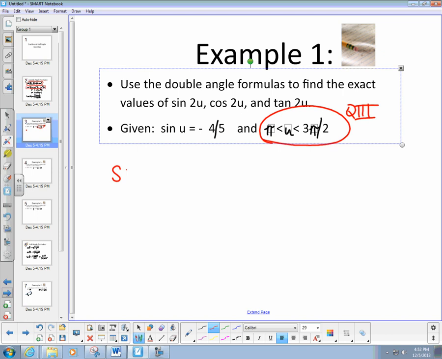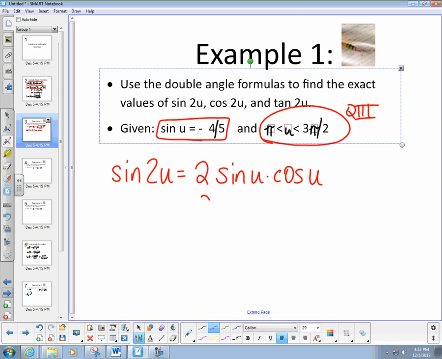So let's start with the sine of the double angle 2u. The formula is 2 times the sine of u times the cosine of u. Now I know what the value of sine of u is because they gave it to me. So I can say 2 times negative 4/5. The problem is I don't have the cosine of the angle, and I don't know what the angle is to be able to just use the hand trick to find the value. So I'm going to have to draw a triangle, and remember my angle is in quadrant 3.